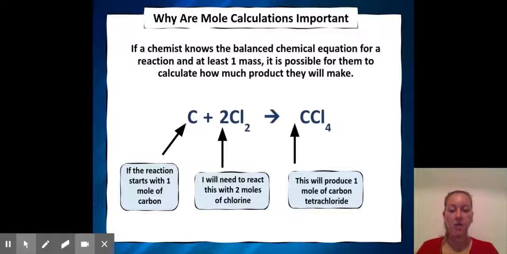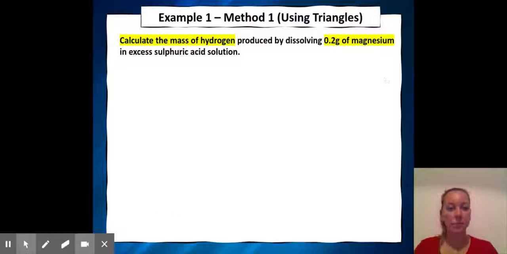So if the reaction starts with 1 mole of carbon, it will need to react this with 2 moles of chlorine to produce 1 mole of carbon tetrachloride. Okay, that information comes from our balancing equations knowledge. If we have C plus Cl, we're going to multiply the Cl by 2 to get 4 on the right hand side. So we know that already. Why is that important? Because it's going to help us calculate the mass.